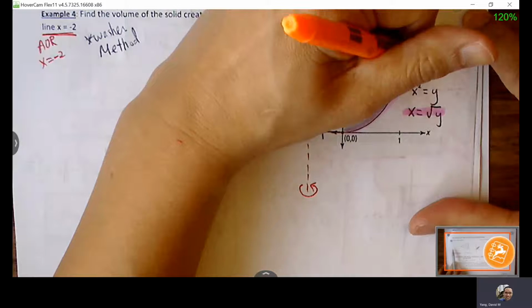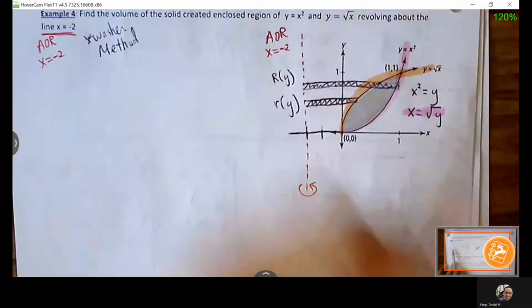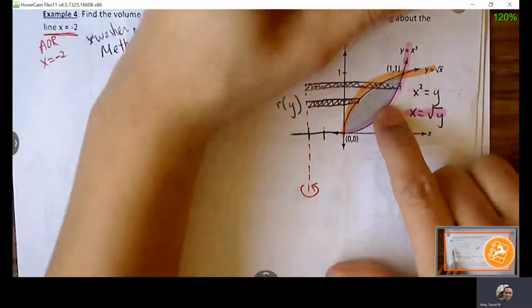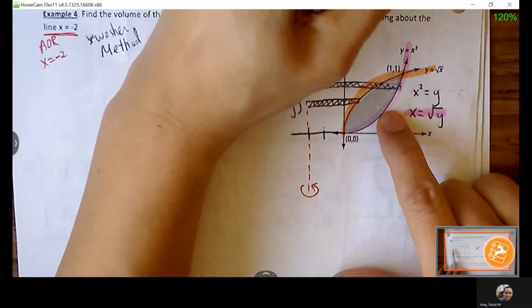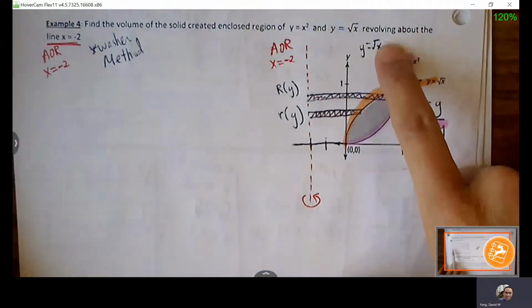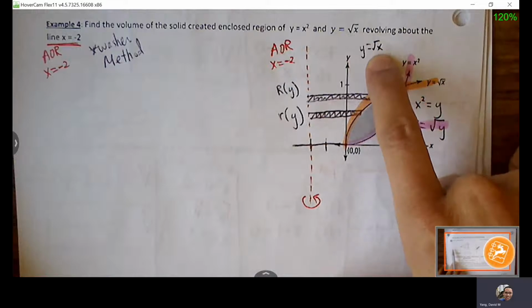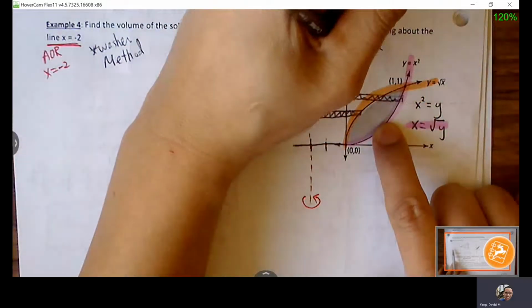Okay, what about y equals square root of x? How would I rewrite that? Square both sides. I want to get x by itself. So if I square both sides, I get x equals y squared.